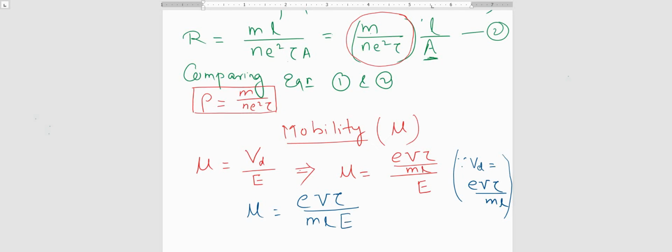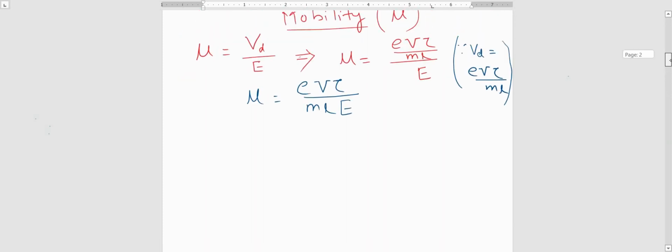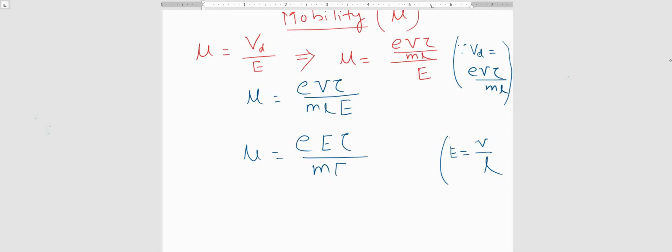Now can you tell me what is the relation between E, V and L? We know that, এগুলো কিন্তু সব ছোট ছোট রিলেশনের উপরে, I will derive it. Now what you can write here, mu is equal to, so we know that E is equal to V by L, না? So এখানে V আছে, এখানে L আছে, তাই না? Okay, so this V divided by L is equal to E, এটা লিখলাম. So E cancels out, and I am getting mu is equal to e tau by m.